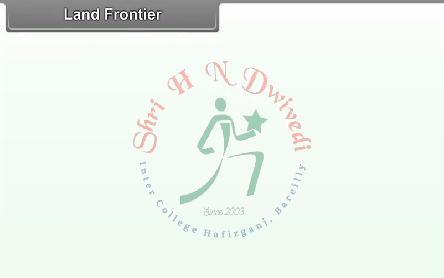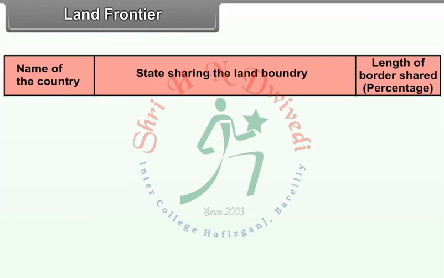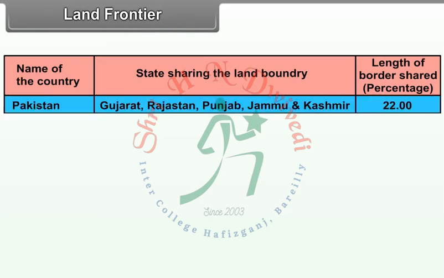Land frontier. Name of the country, states sharing the land boundary, length of border shared in percentage. Pakistan: Gujarat, Rajasthan, Punjab, Jammu and Kashmir, 22%.